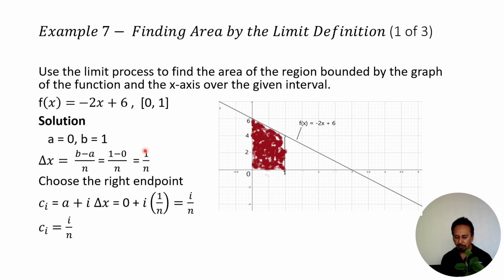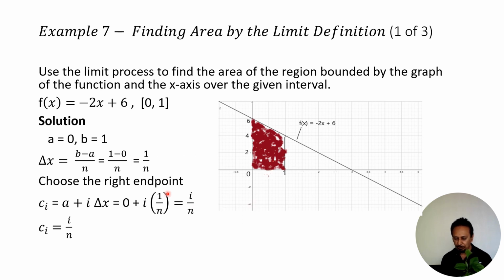Okay. So here we have an example. We're going to use the formula just discussed before. Here we're going to use the limit process to find the area of the region bounded by the graph of the function and the x-axis over the given interval. The interval is 0 to 1. So here, this is the region. We want to find the area of this region.